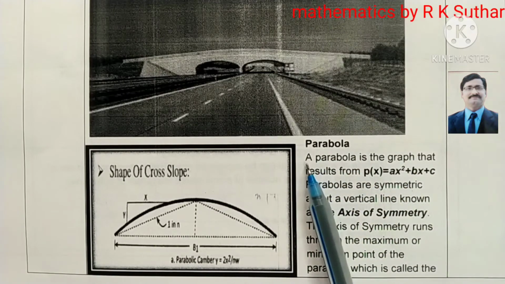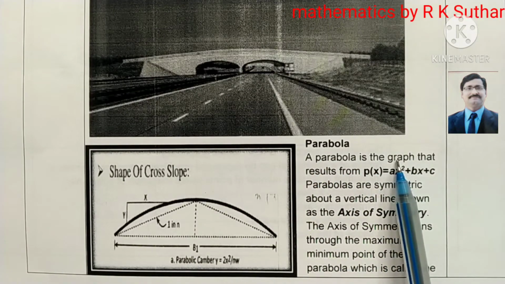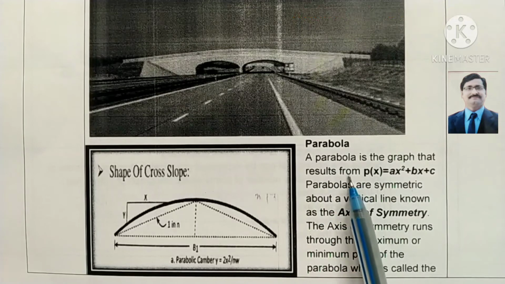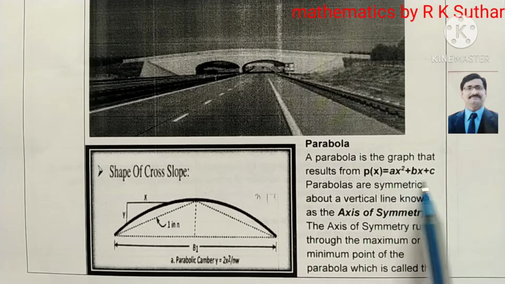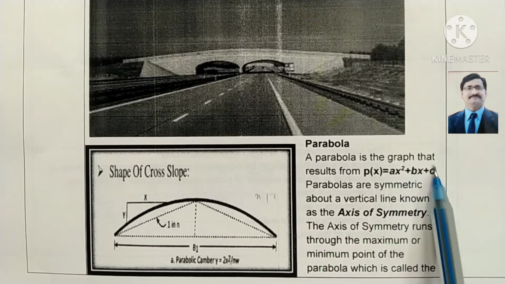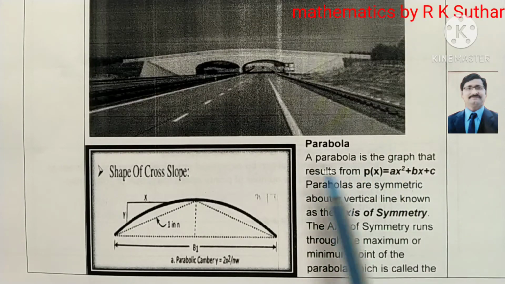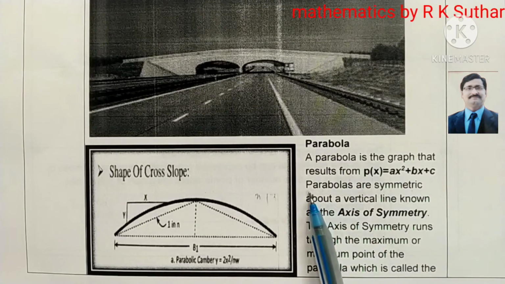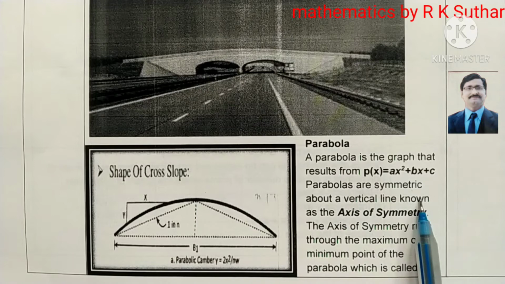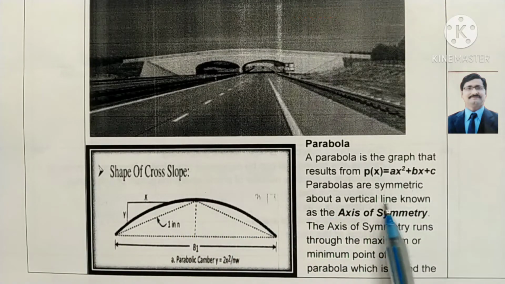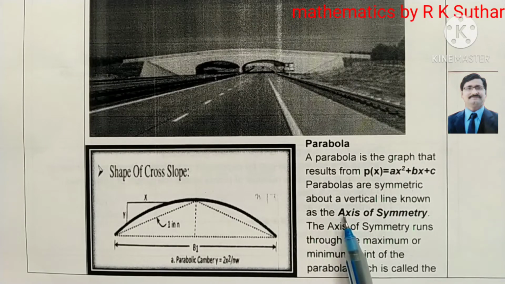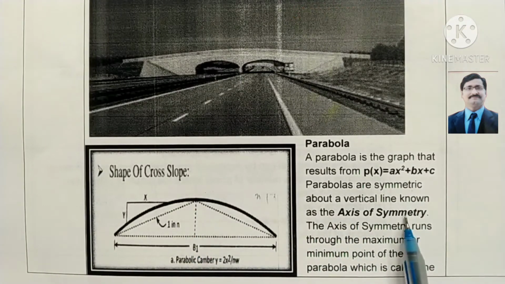This is given here. A parabola is the graph that results from p(x) = ax² + bx + c. This is a quadratic equation, and the graph of a quadratic equation is a parabola. This is given to you in the question, and parabolas are symmetric about a vertical line. This is a vertical line, and the parabola is symmetric about this vertical line. It is called the axis of symmetry.